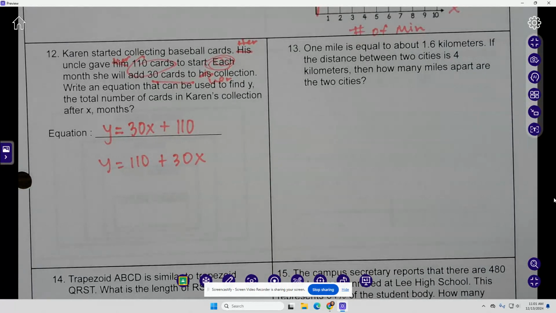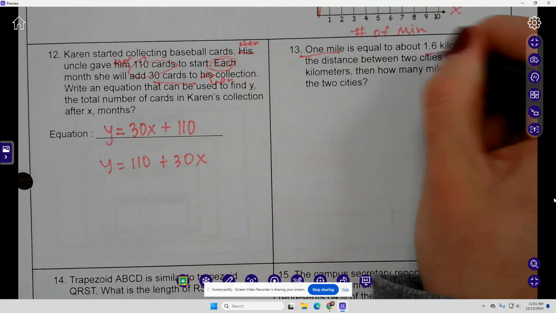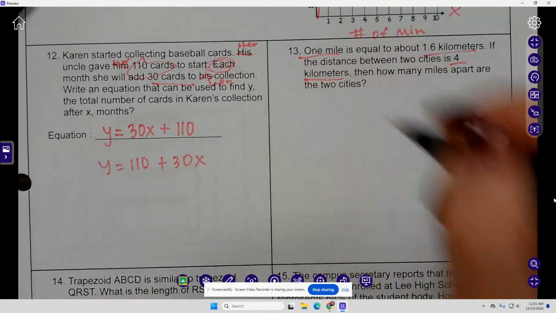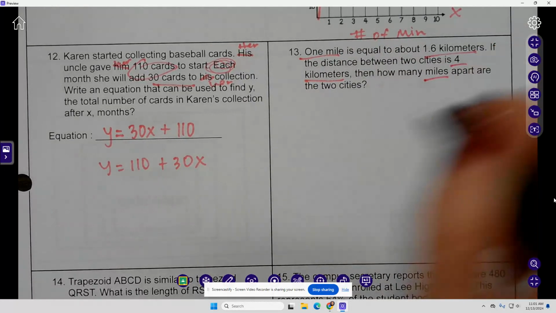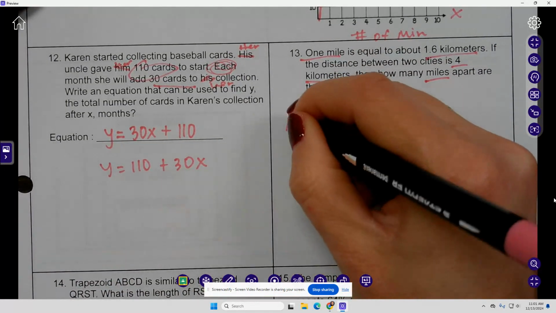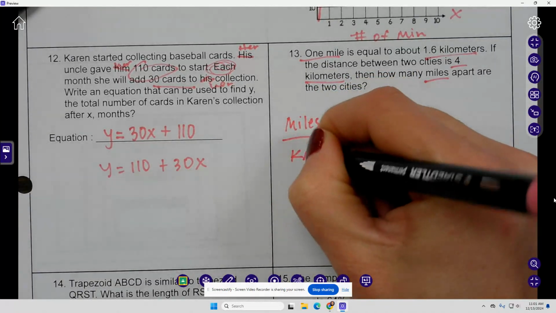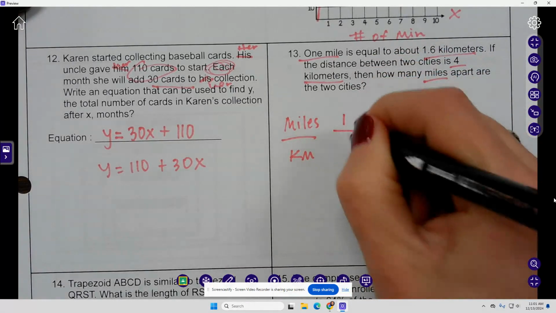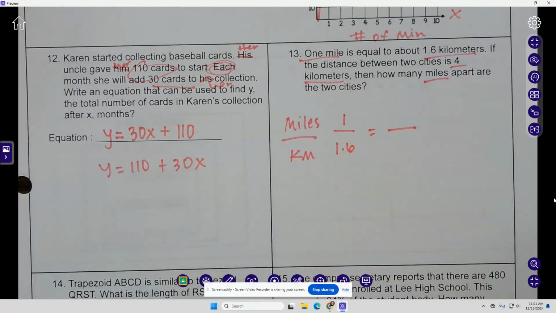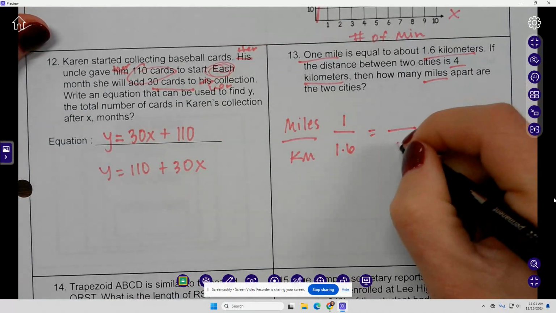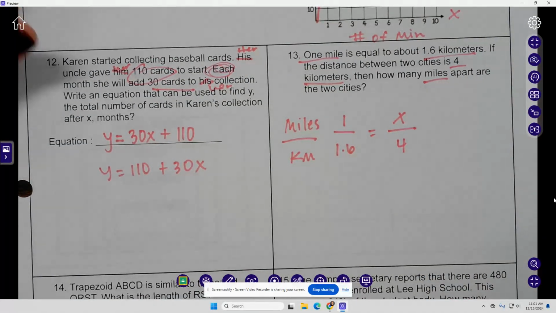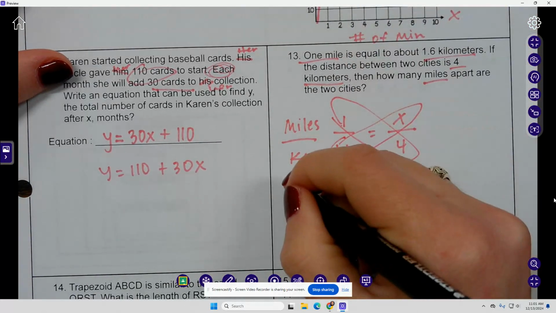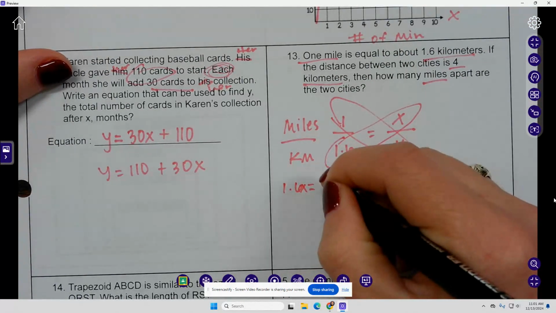All right, number 13. 1 mile is equal to about 1.6 kilometers. If the distance between two cities is 4 kilometers, how many miles apart are the two cities? So we're going to set up a proportion. My two categories are miles and kilometers. So my first ratio comes from my first sentence, so 1 over 1.6. And then the distance between the two cities is 4 kilometers, so that goes down on the bottom, and I'm trying to find the number of miles. So I'm going to cross multiply. So 1.6x equals 4.